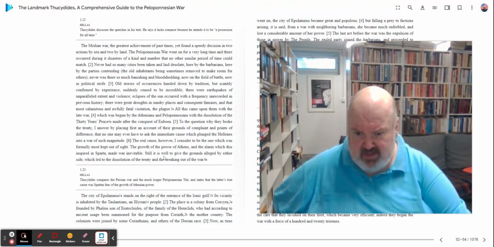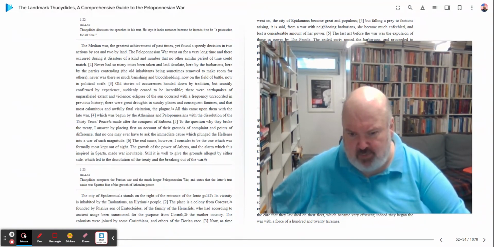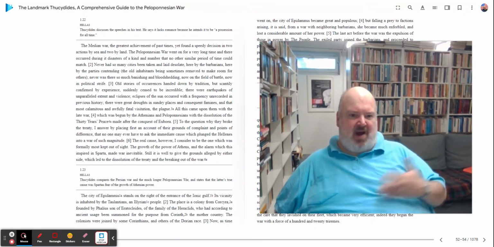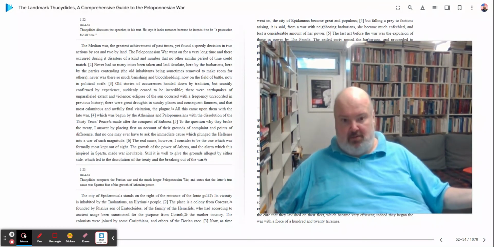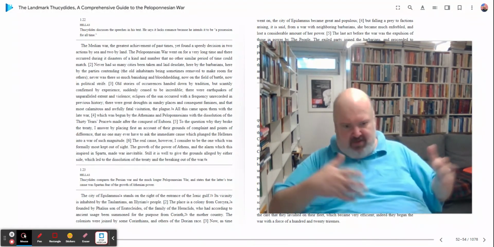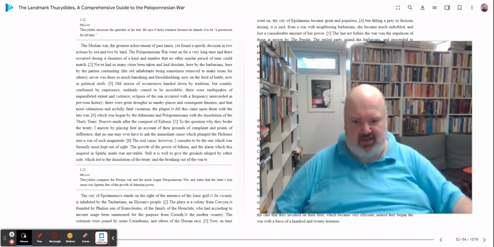Still it was well to give the grounds alleged by either side, which led to the dissolution of the treaty and the breaking out of the war. So he's saying the war happened because Sparta feared Athenian power. That's the real cause. There will be other causes, but this is why the treaty broke.